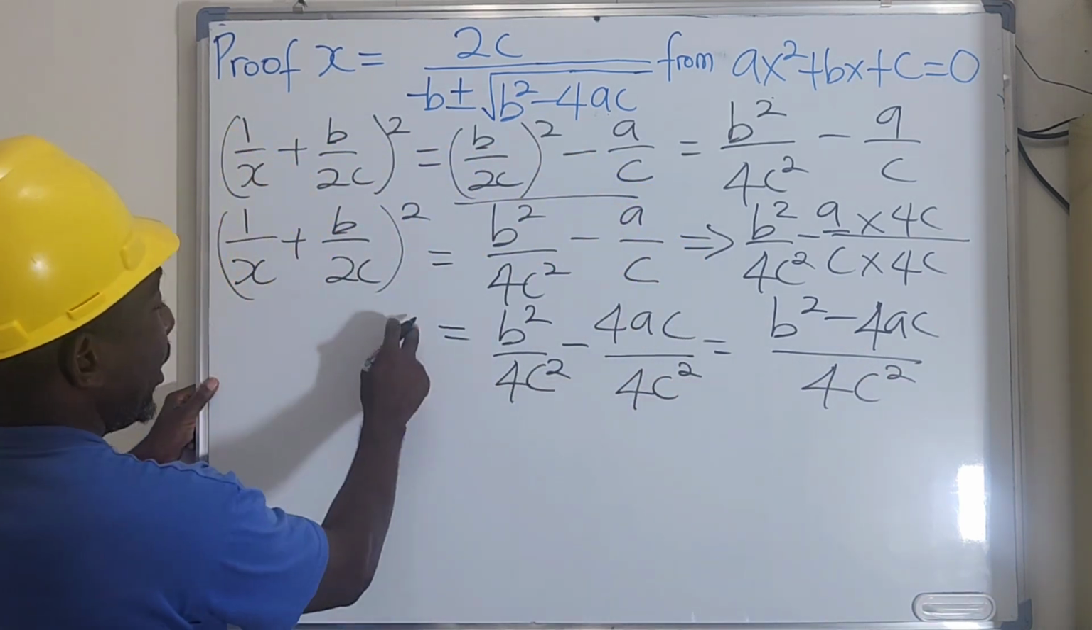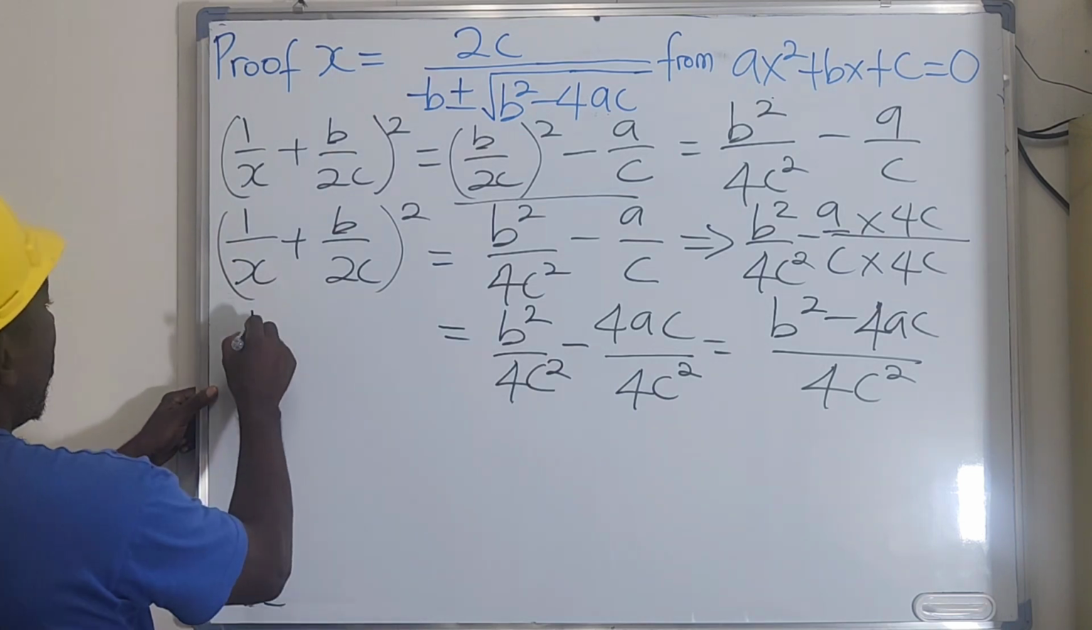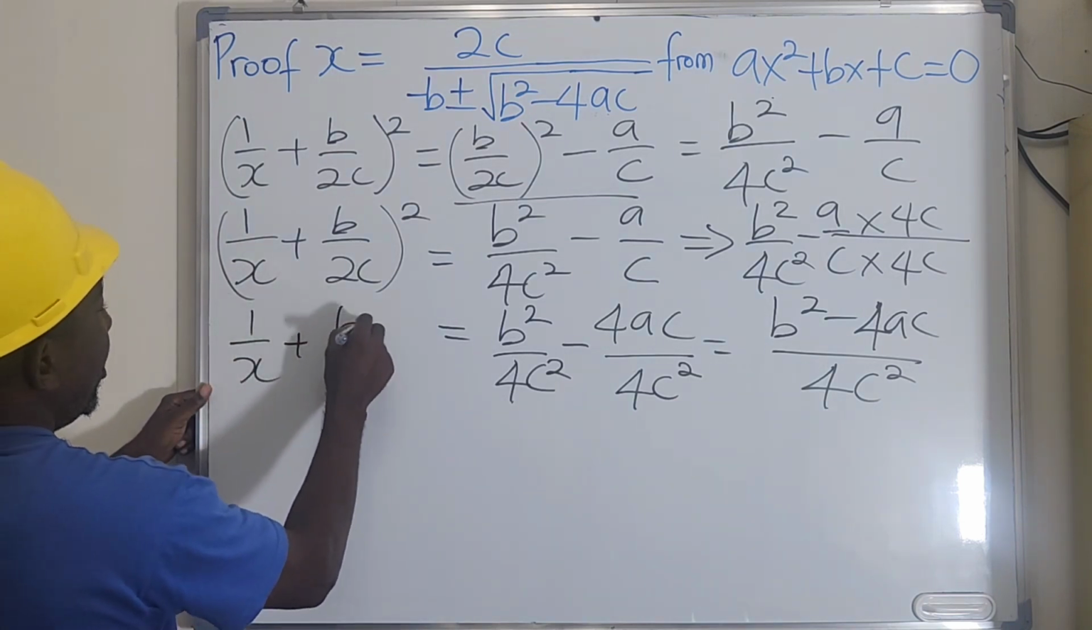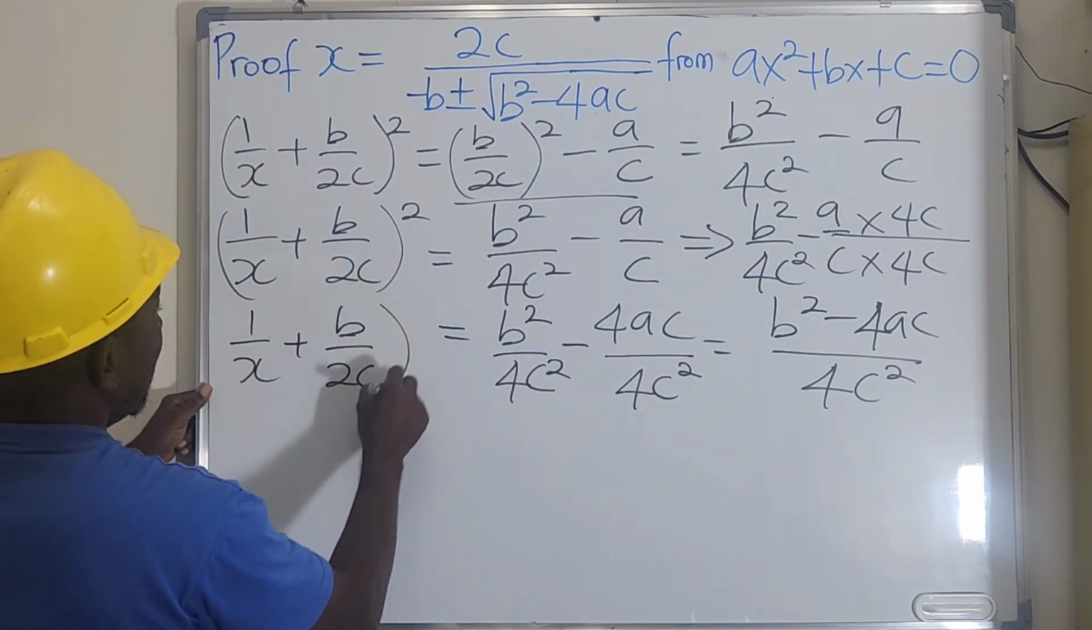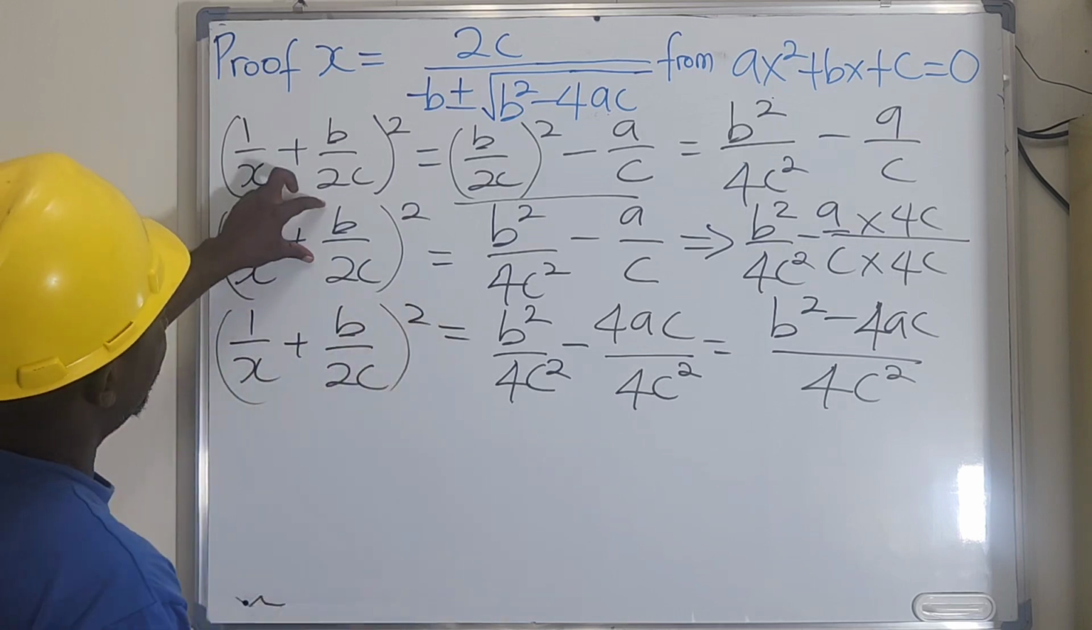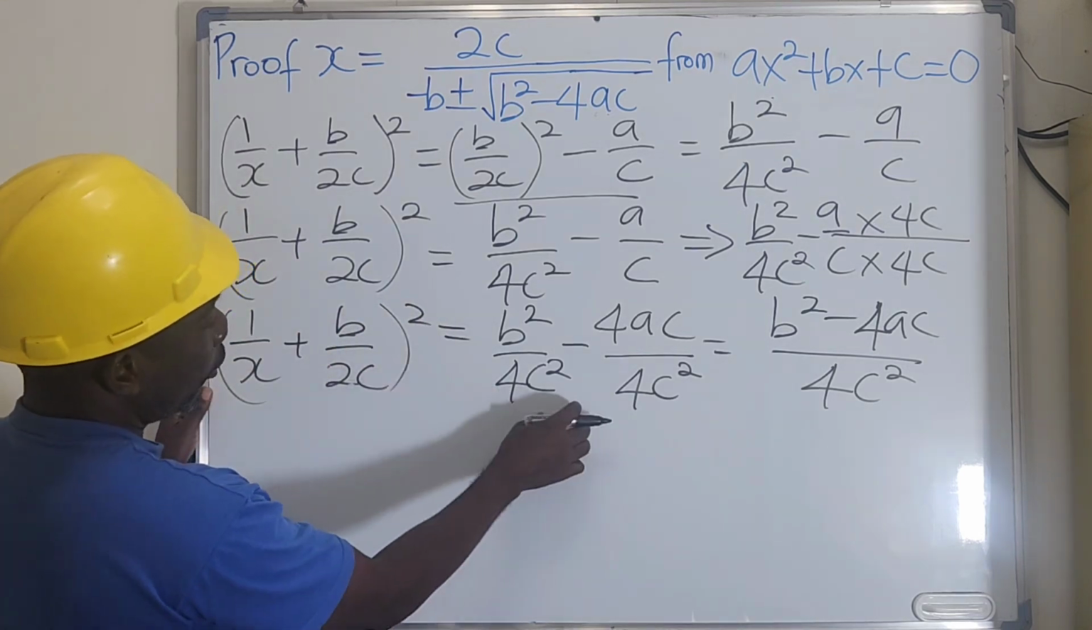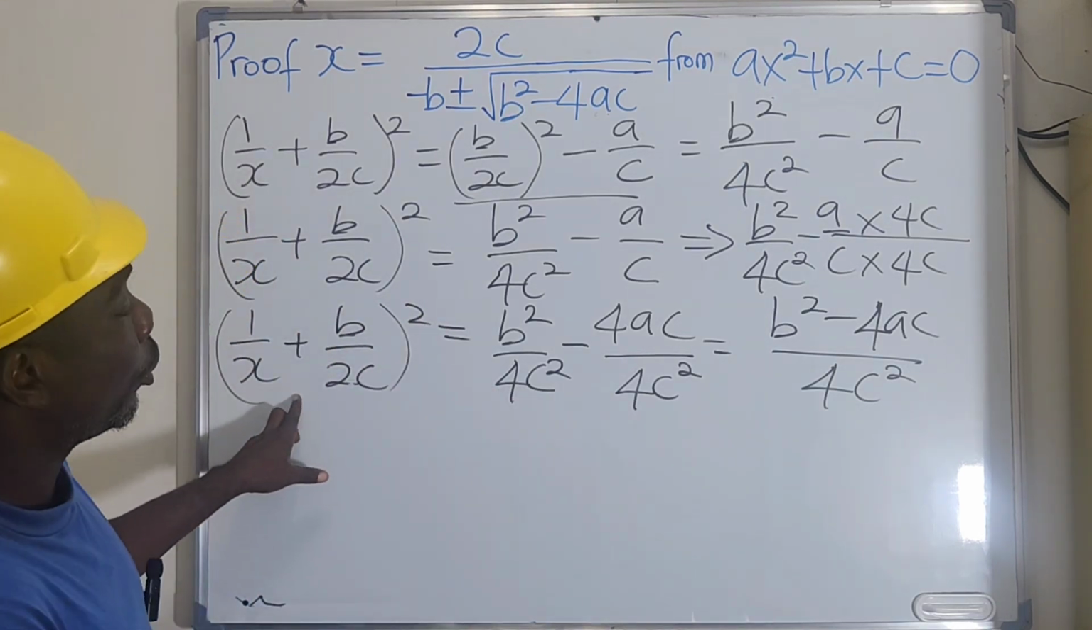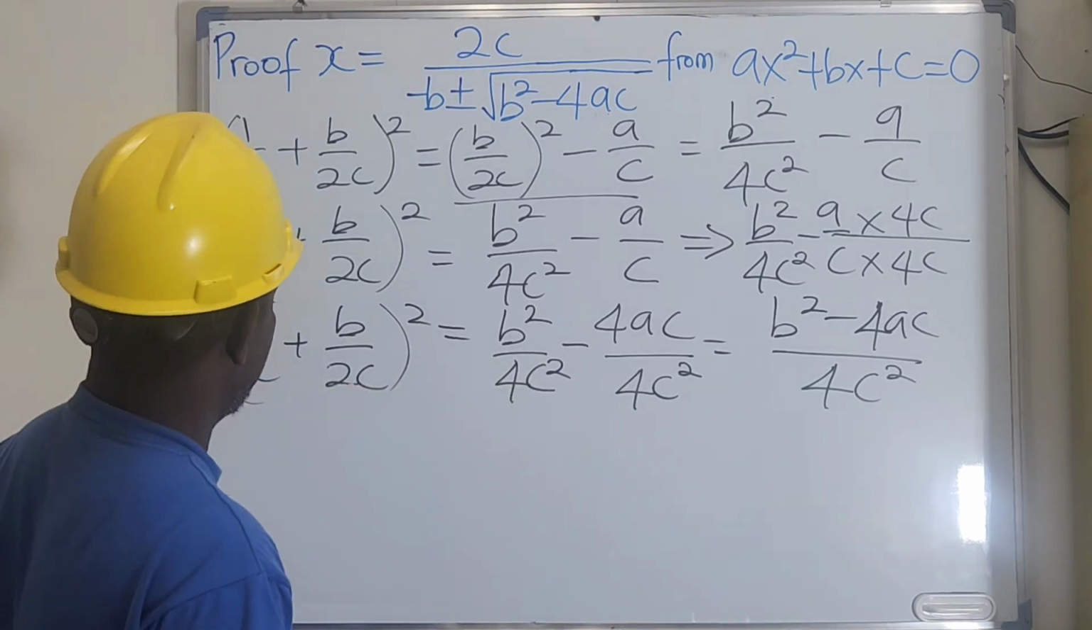So we bring down here, so this will become 1 all over x plus b all over 2c all squared. We just bring down here. For us to further simplify this, we need to introduce square root to both sides.